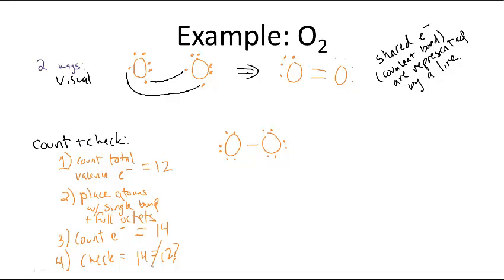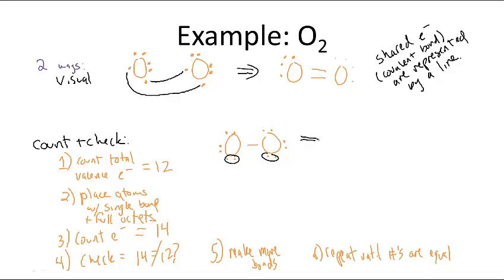So if you have too many electrons, your next step is to make more bonds, and then you'll repeat until numbers are equal. So what do I mean by this? Well, when I make a double bond, it just means that the atoms are now sharing more electrons. So in the case of O2, instead of each having a lone pair, I'm actually just going to put another bond in the middle.